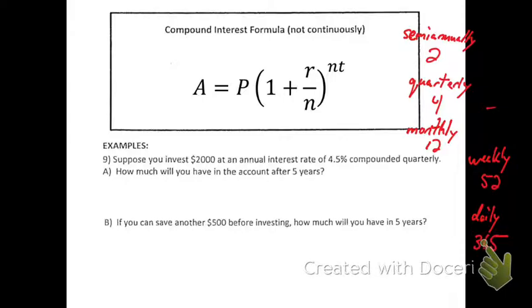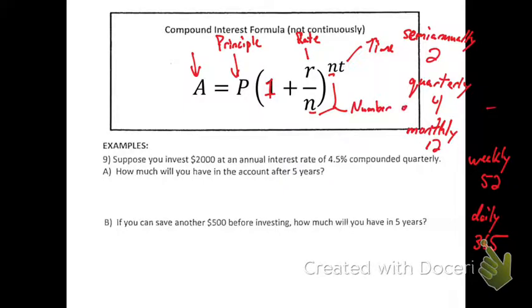So let's talk about what these letters mean. This is the amount in the account. This would be the principal. R still stands for rate in decimal. T still stands for time. But the only difference here is this N and this N. And N stands for the number of times it is compounded annually.